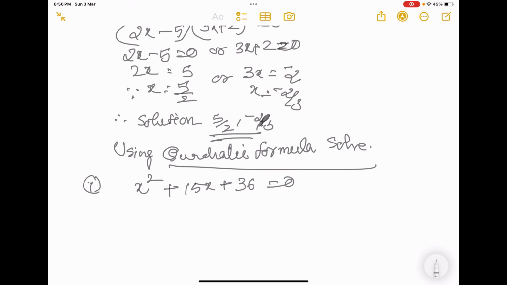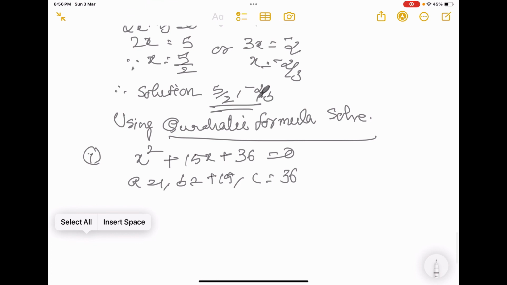Check whether the given quadratic equation is in standard form. Here it is already standard form. Then a equal to 1, b equal to positive 15 and c equal to 36. Then first find d, whether it has roots or not. We want to check it. If b square minus 4ac is less than 0, no roots, and then we can write no roots.